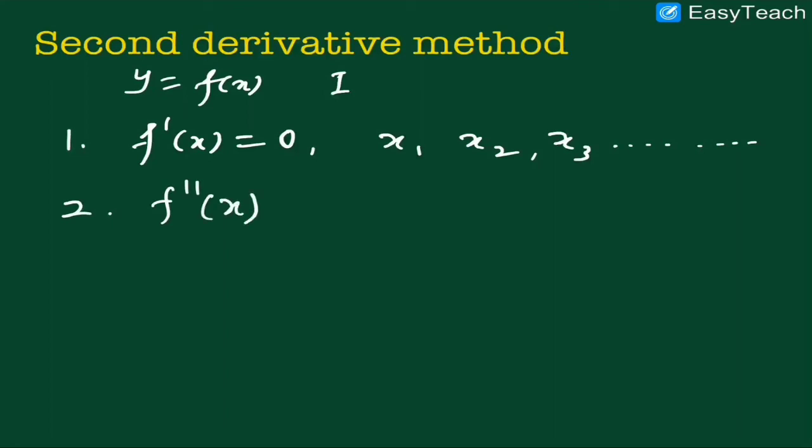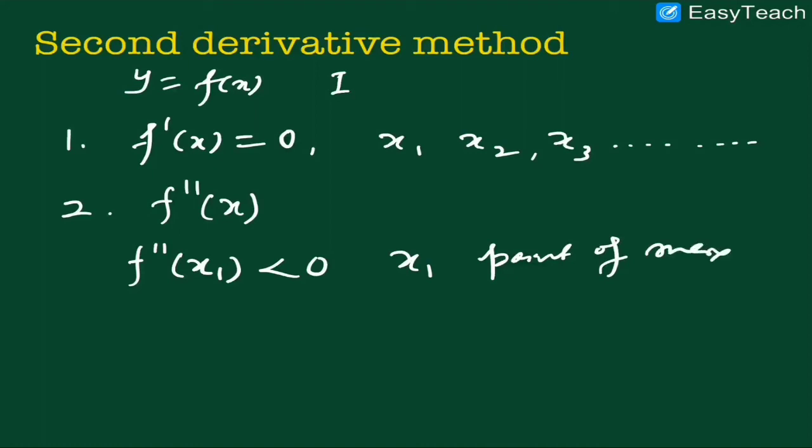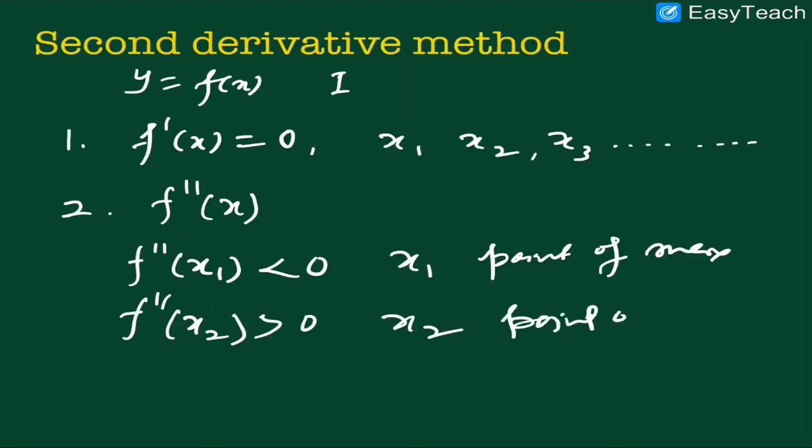In the second step we find the second derivative of the function, f double dash x, and check the sign of f double dash x at the points x1, x2 and x3. Now suppose the sign of f double dash x at the point x1 is negative, then the point x1 is called the point of maxima. And if the sign of f double dash x at the point x2 is positive, then the point x2 is called the point of minima.